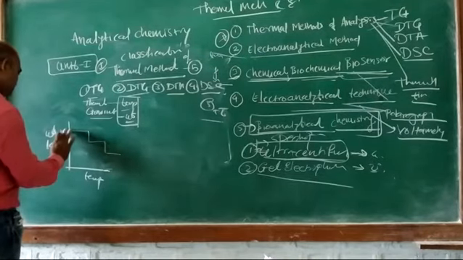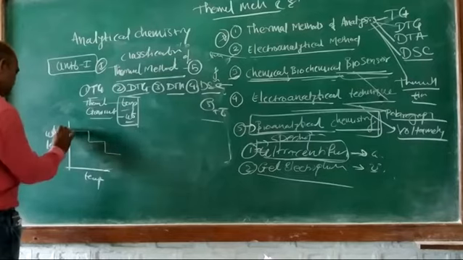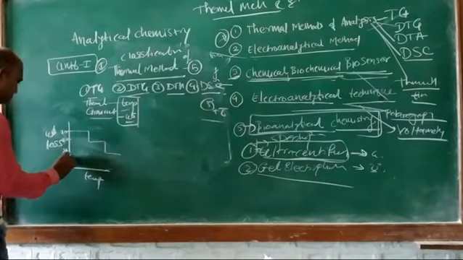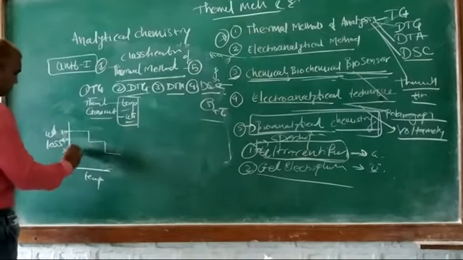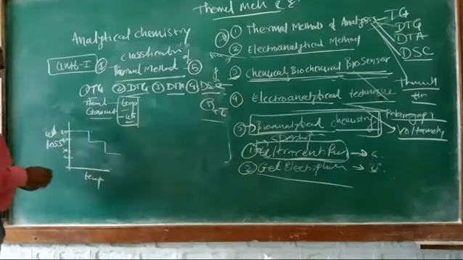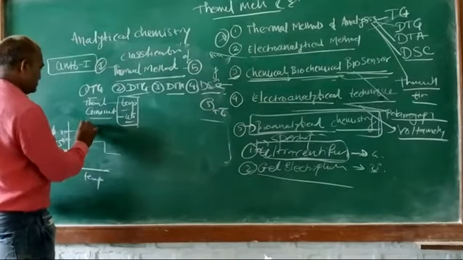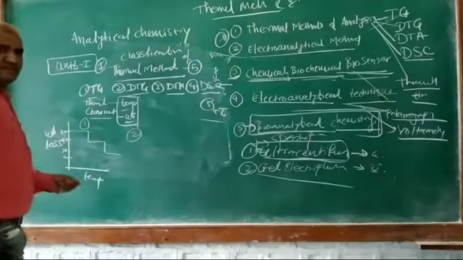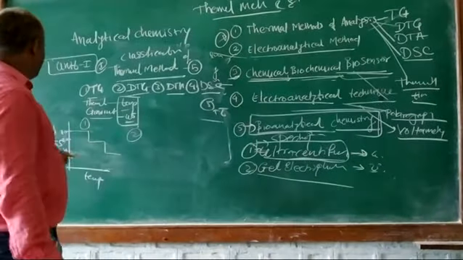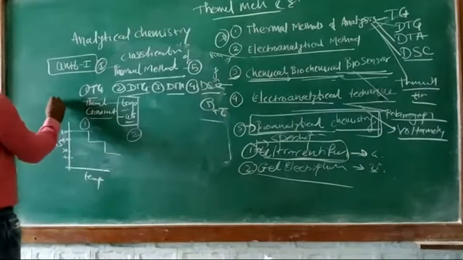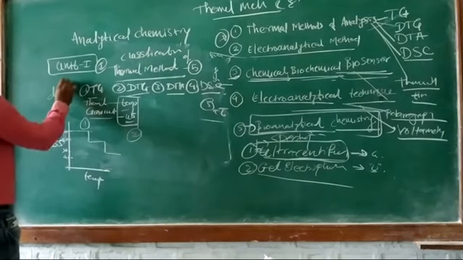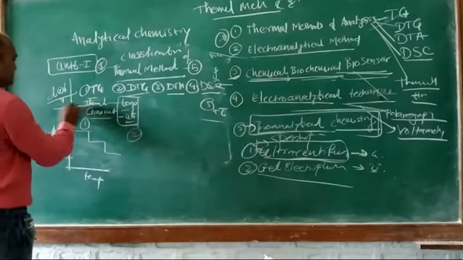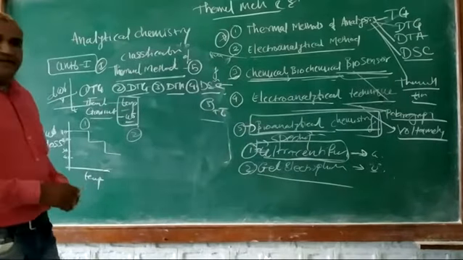In the graph, we see 10% weight loss, 20% weight loss, 30% weight loss, 40% weight loss, like this. So this is the TG graph. Second, DTG is the derivative of the TG, with differential weight on the y-axis and temperature on the x-axis.